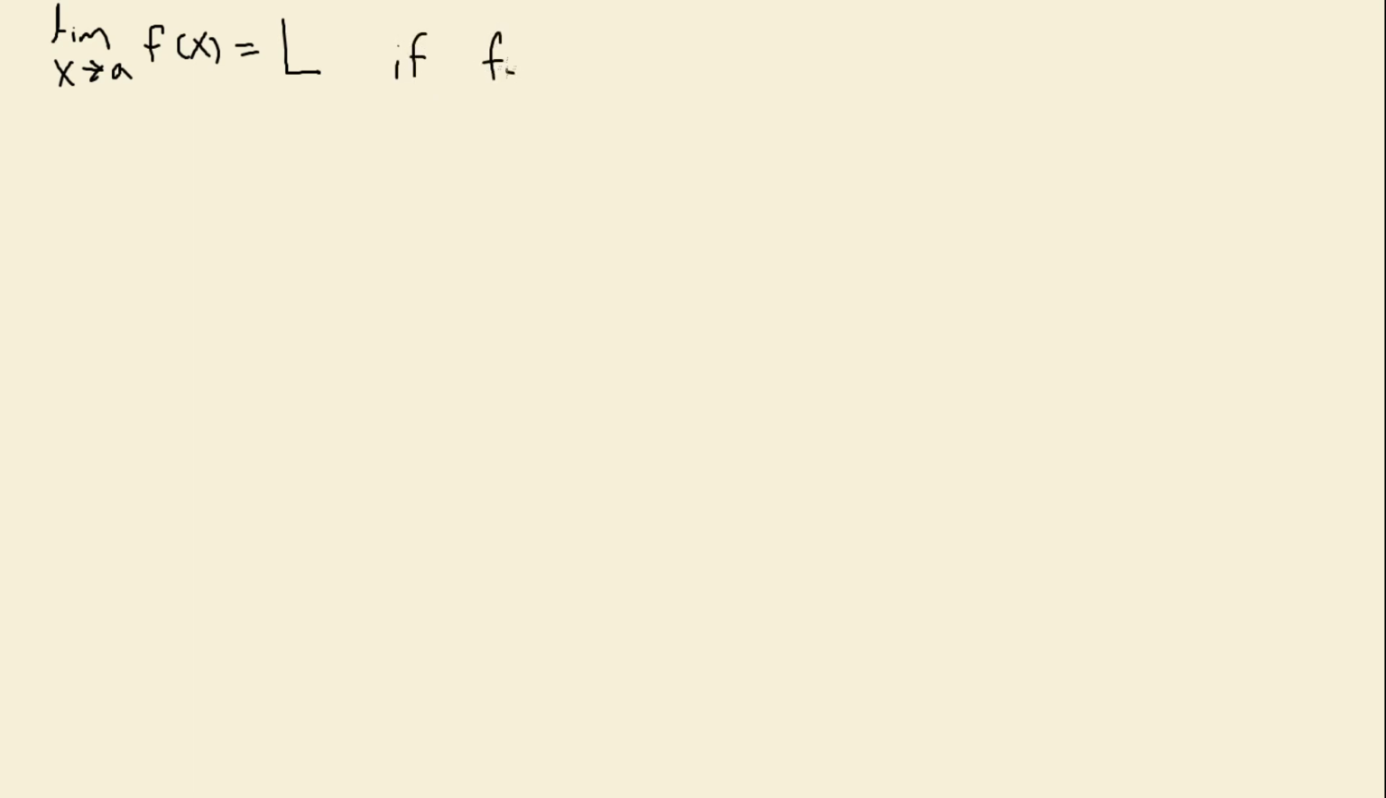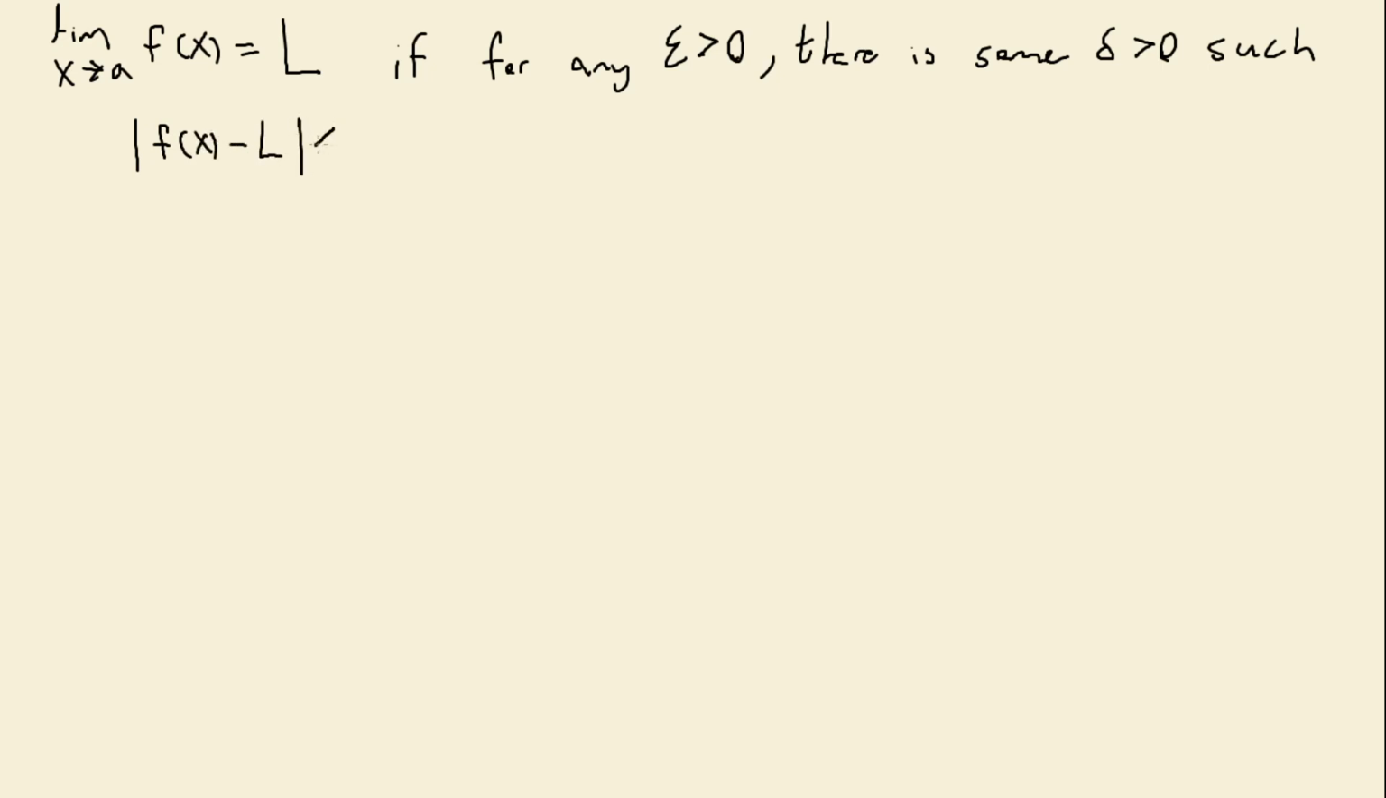if for any value of epsilon greater than 0, there is some value delta also greater than 0, such that the following inequalities are both satisfied. Absolute value of f of x minus L is less than epsilon, and the absolute value of x minus a is less than delta. Now this at first seems pretty complicated.